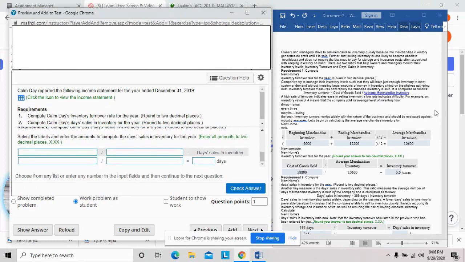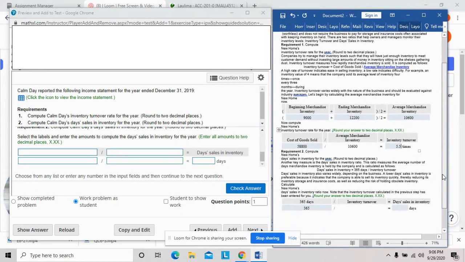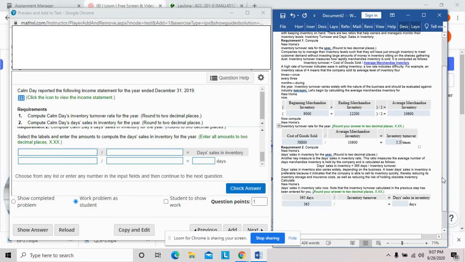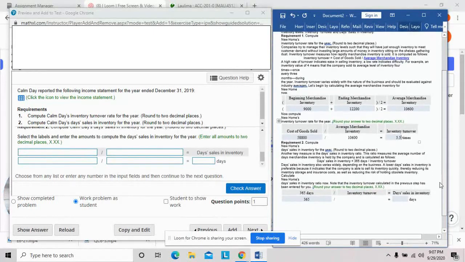Then I go down here to requirement 2, the day sales in inventory for the year. Another key measure is the day sales in inventory ratio. The ratio measures the average number of days merchandise inventory is held by the company and is calculated as follows: days sales in inventory is equal to 365 days divided by the inventory turnover. Days sales in inventory also varies widely depending on the business. As I mentioned, a lower day sales in inventory is preferable because it indicates that the company is able to sell its inventory quickly, thereby reducing its inventory storage and insurance costs and holding of obsolete inventory, much like the last ratio we discussed, the inventory turnover ratio.